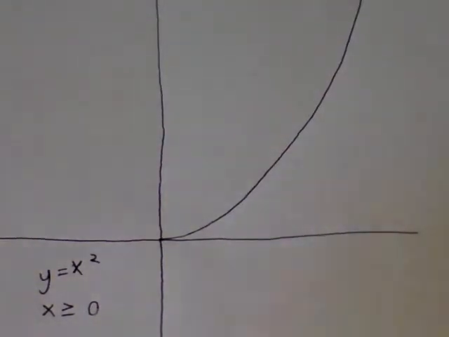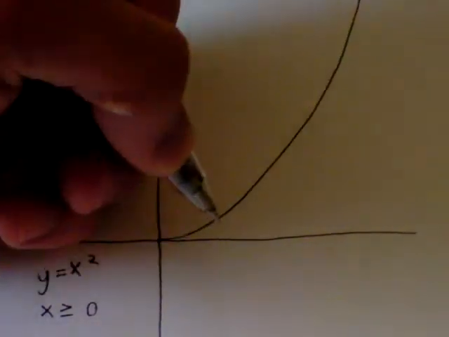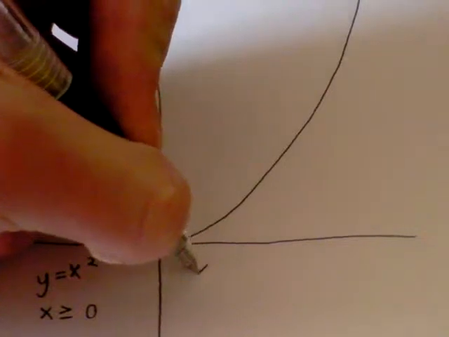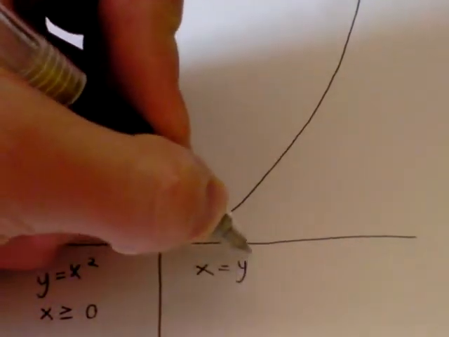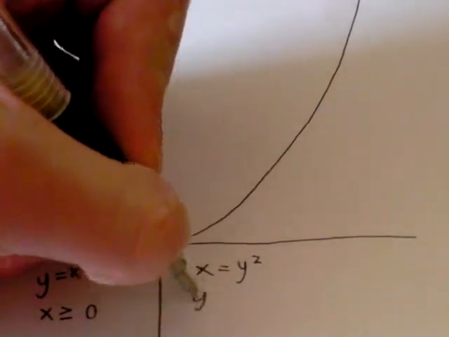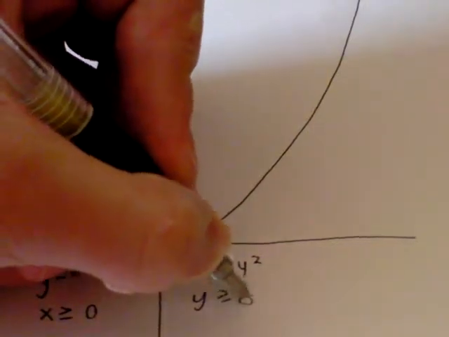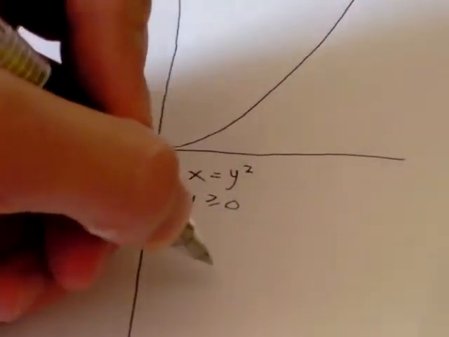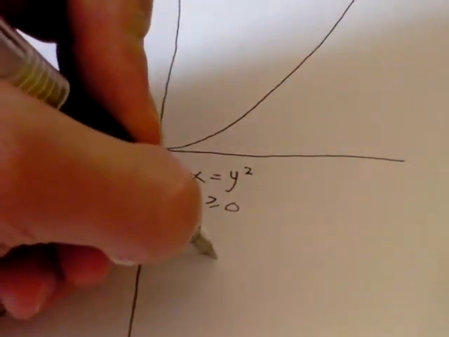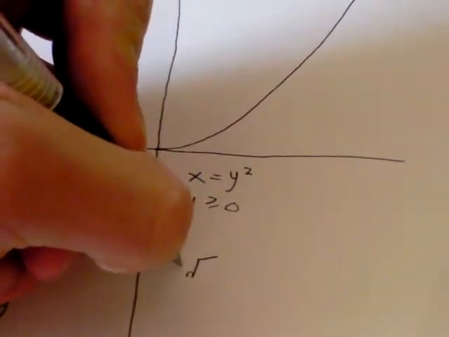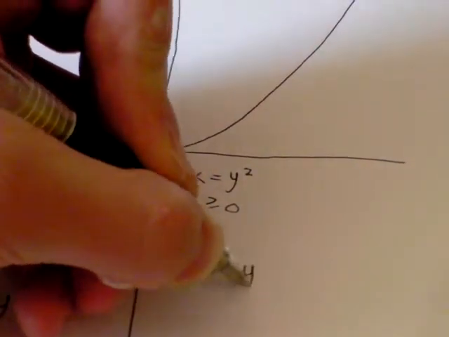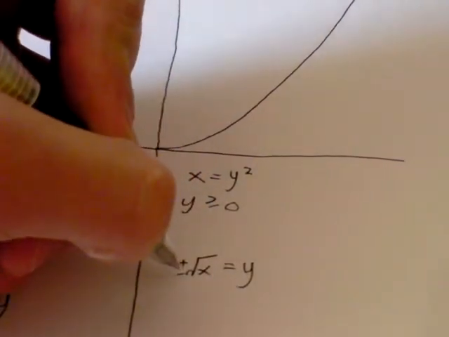Now, if we were to find the inverse of this function, we'll switch the variables x and y, so we get x equals y squared, where y is greater than or equal to 0. Now, if we solve for y, take the square root of both sides, and like we just said, every number has a positive and a negative square root. So y equals the positive or negative square root of x.